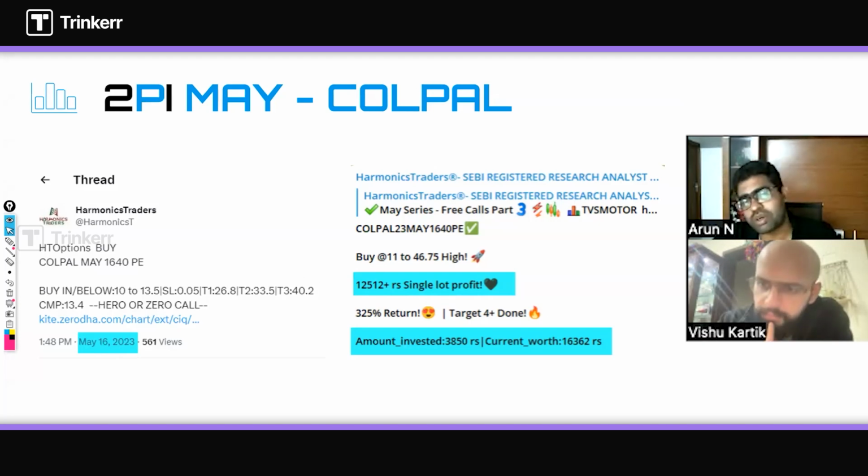And in case you're an option seller, you could take spreads based on this 2 pi. I won't recommend naked selling, because when you carry forward naked selling, the risk is unlimited. I would recommend spreads, but you can treat this as a major resistance and apply your option selling strategy accordingly.